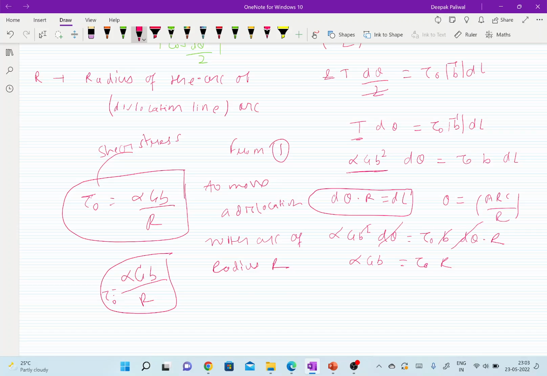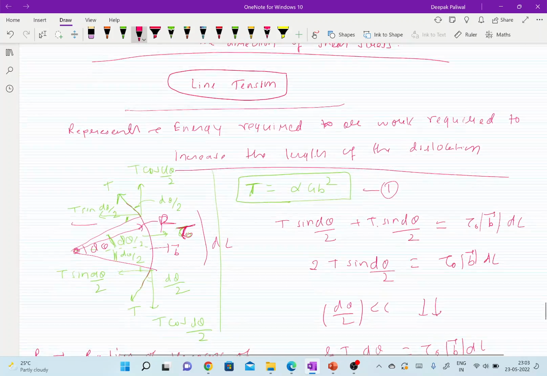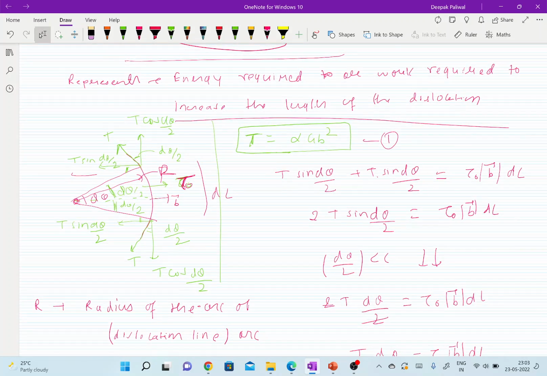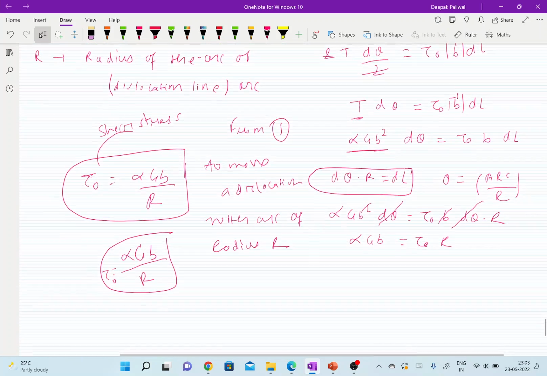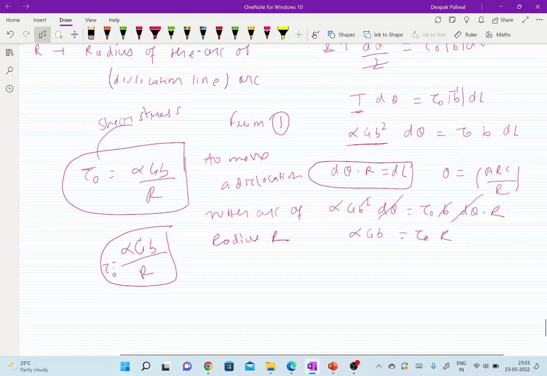So from here we have understood what line tension is. Line tension represents the energy or the extra work required to increase the length of the dislocation. So that is your line tension.